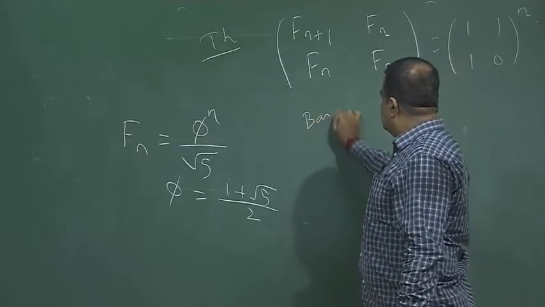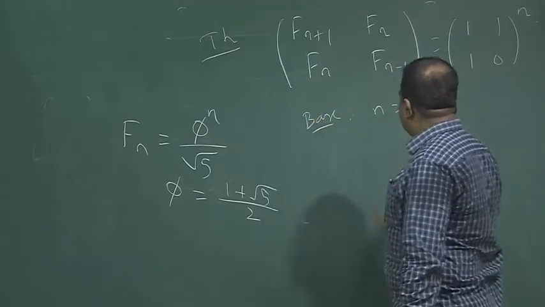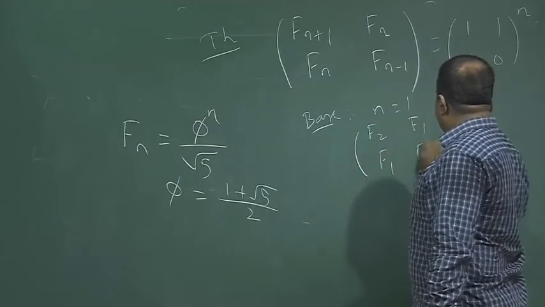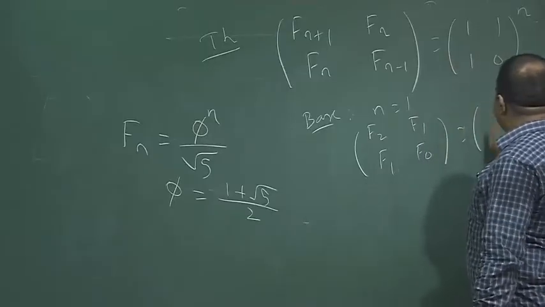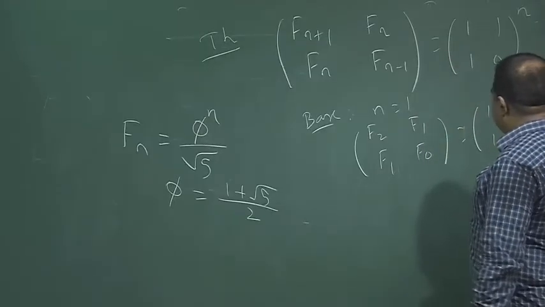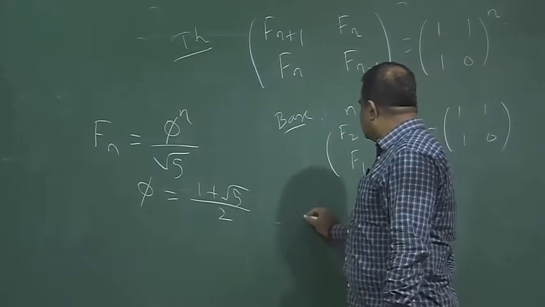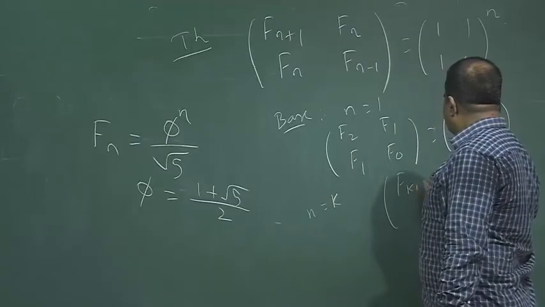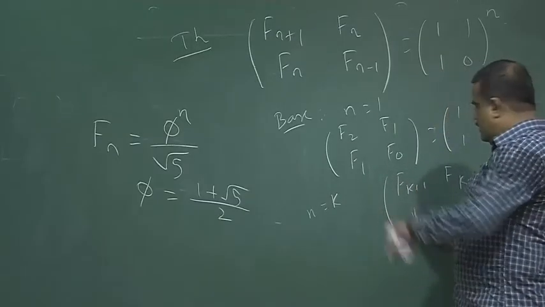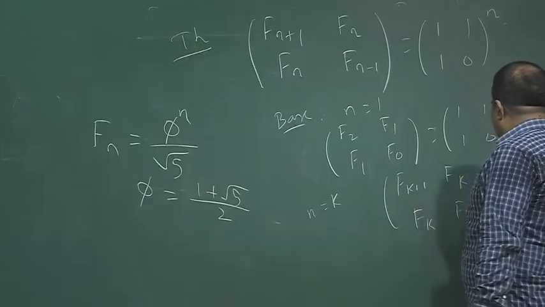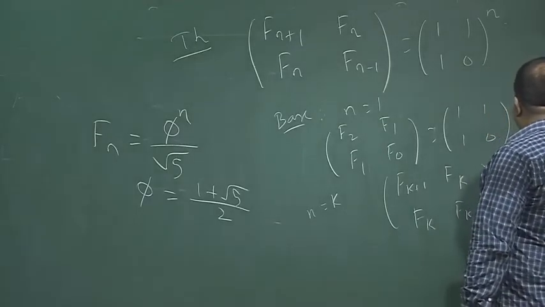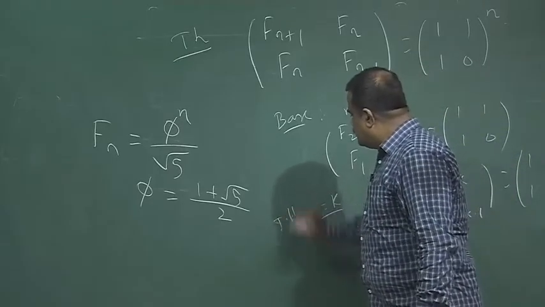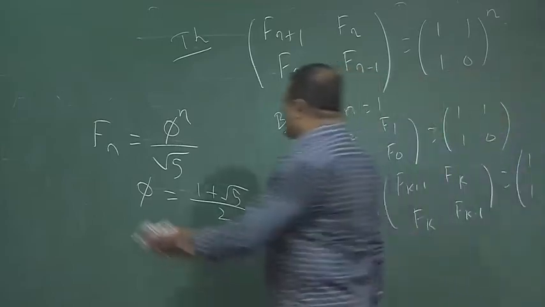The base case is n equal to 1. For n equal to 1, this is F2, F1, F1, F0, which is nothing but [1 1; 1 0]. So this is true for n equal to 1. Now we assume this is true for n equal to k. That means [F(k+1), F(k); F(k), F(k-1)] is [1 1; 1 0] to the power k. This is our induction hypothesis. Now we have to prove that this is true for n equal to k plus 1.